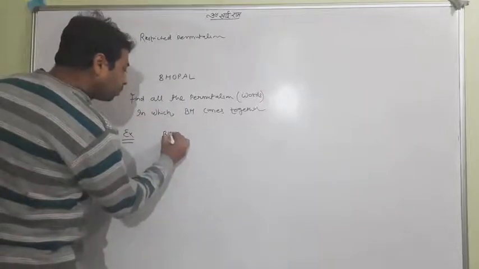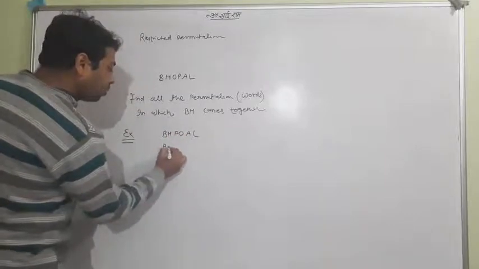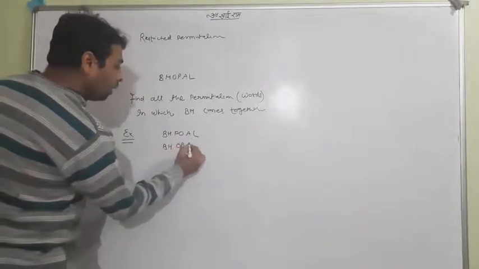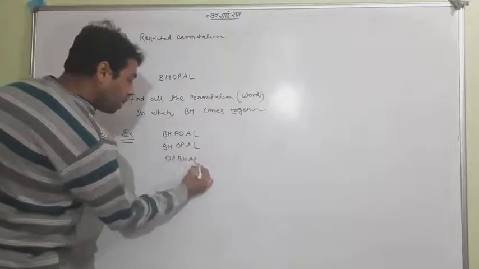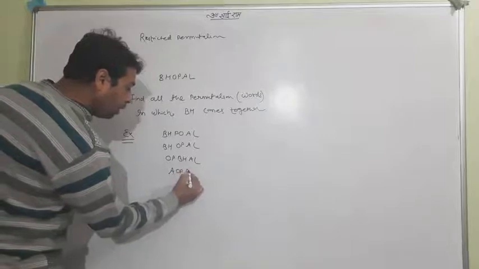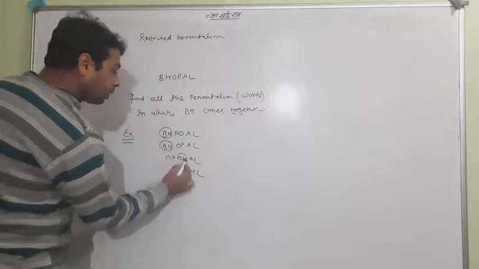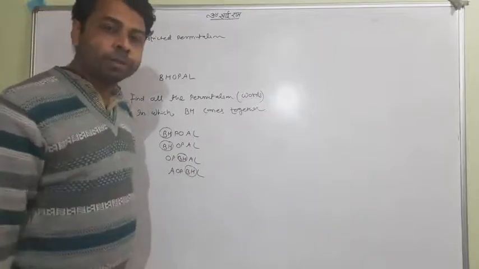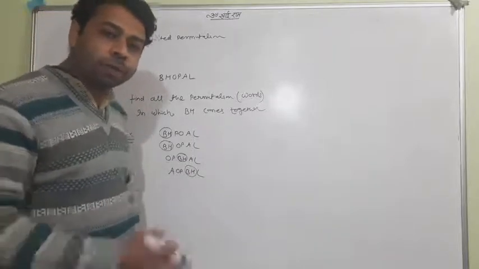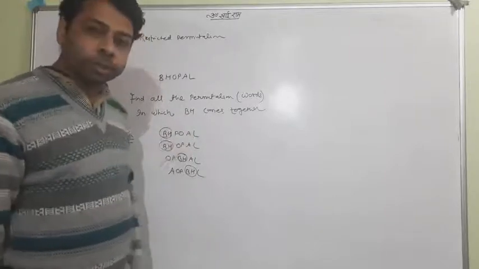Let me put some examples: BH POAL, BH OPAL, OPBHAL, AOPBHL. Can you see BH? It is coming at different places, but it is always together. So this is the meaning: we have to find all the words in which BH comes together.